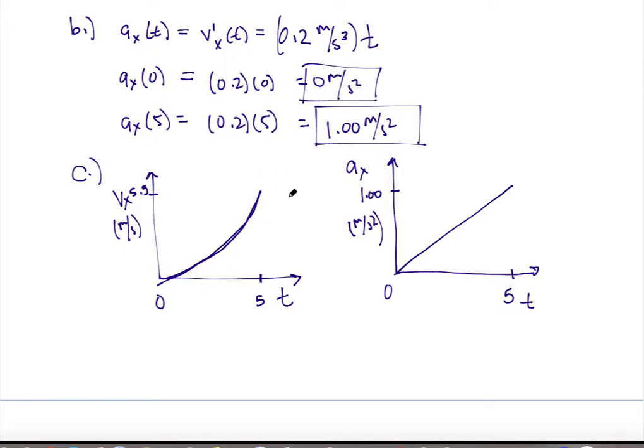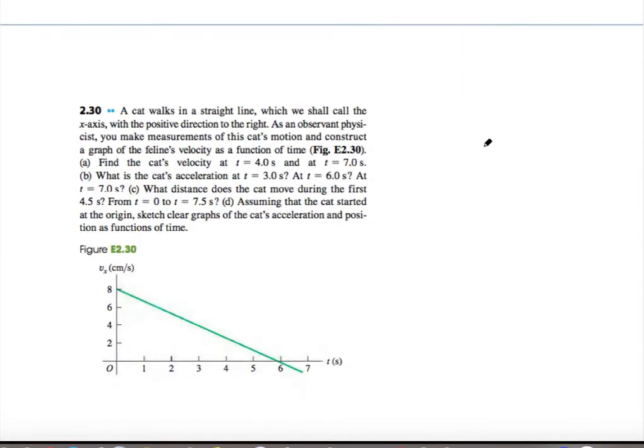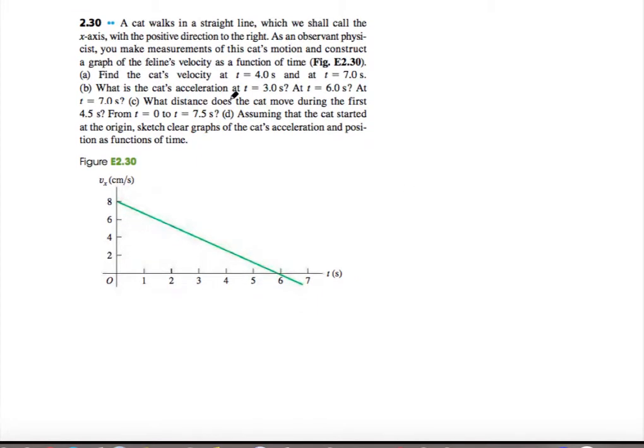Moving on to question 2.30, talking about a cat walking in a straight line, which we can see in this figure 2.30 here. Measurements are taken, and we want to, for part A, find the cat's velocity at 4 seconds and 7 seconds. So this first part is simply reading a graph.